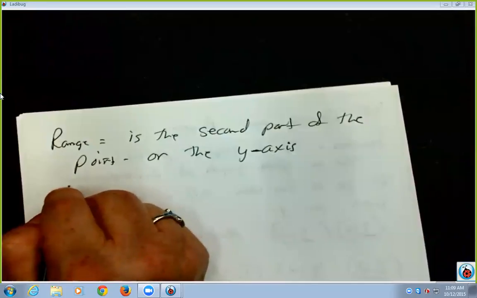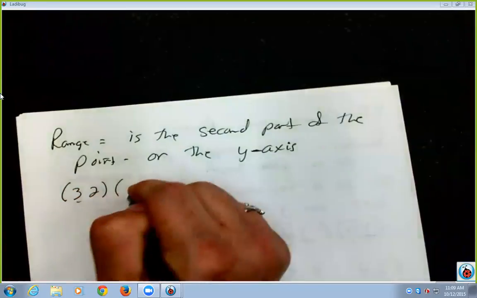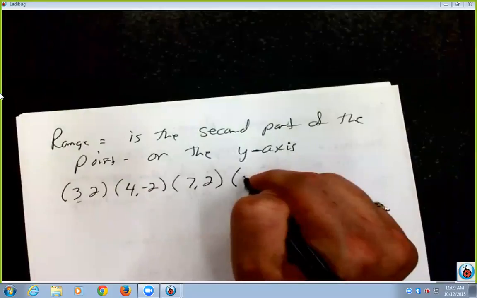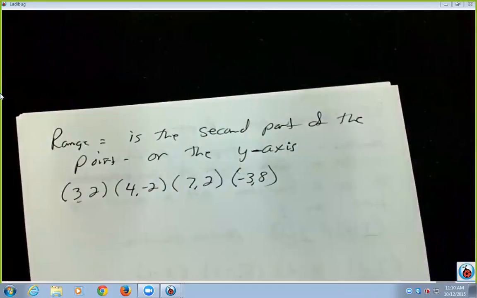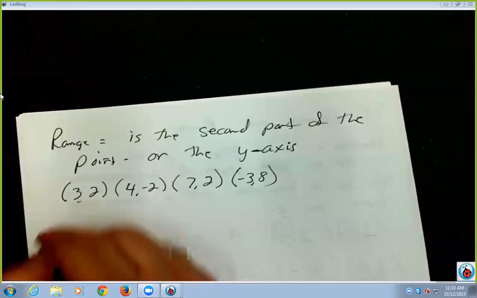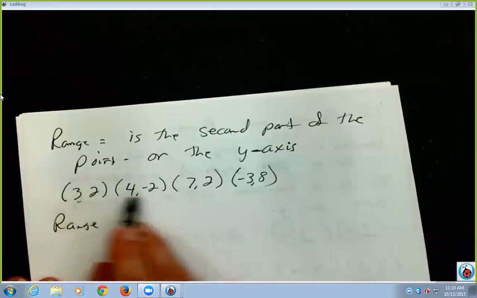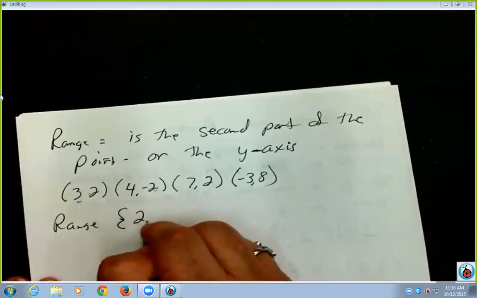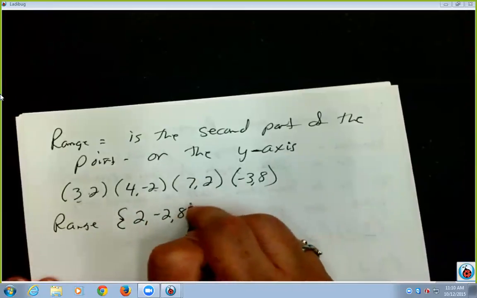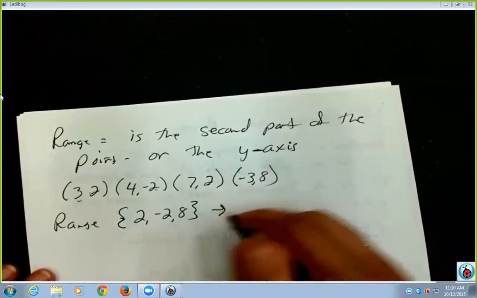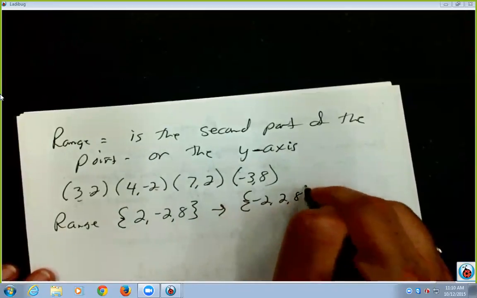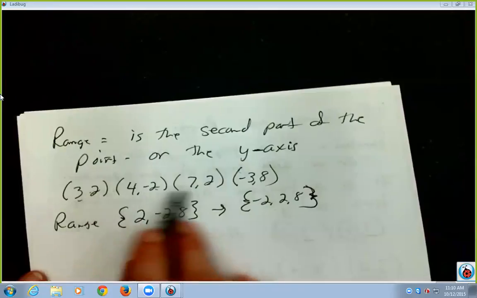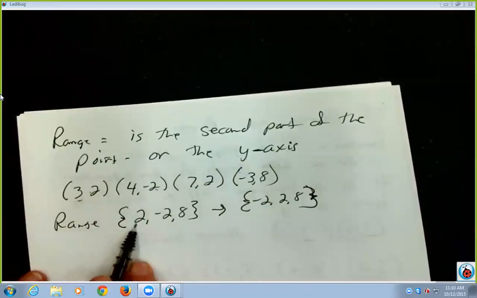So if I give you some more points, (3, 2), (4, -2), (7, 2), and (-3, 8), I could come up with my range on this. My range is going to be everything that's at the end. Well, if you notice, there's a duplicate in here, so I write 2, I write -2, and I write 8, and you can put these in order so that you would have them in the right sequence. I do not need to list that 2 twice. I only need to list it once, okay, because it's part of it.